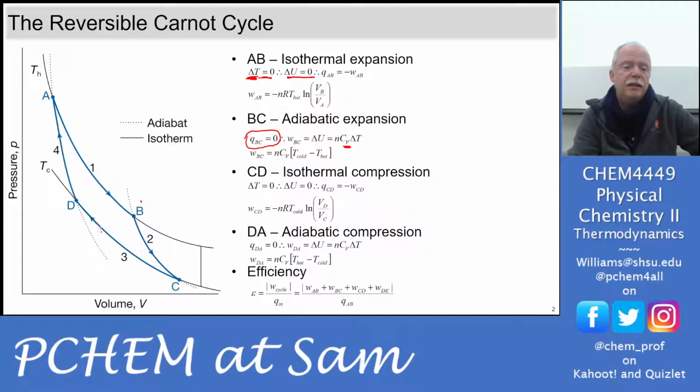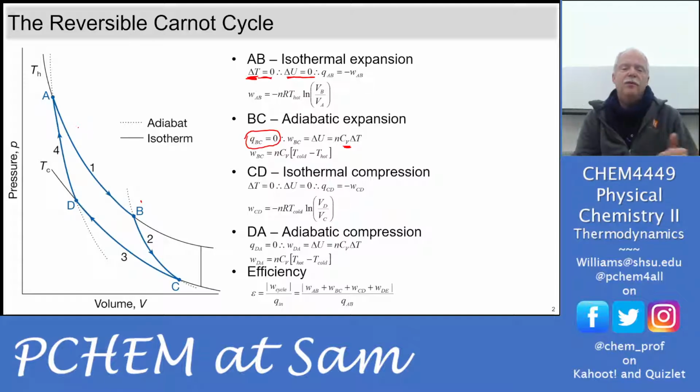We have to reset it, so we have to take some heat out at step 3 to keep it isothermal as we compress it, and that's waste heat. So that is lost, and then we have this last adiabatic step to reset it for this compression.